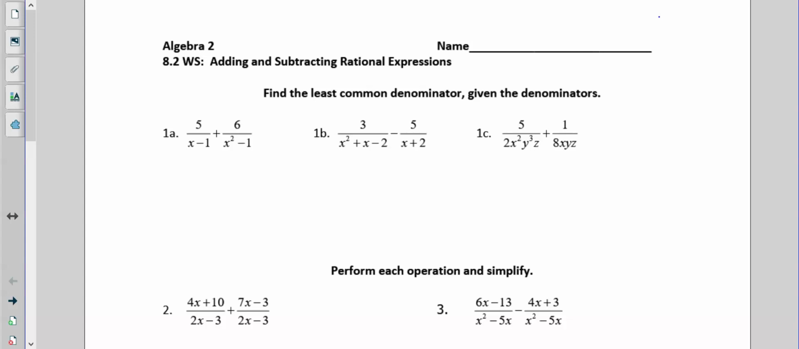All right, 8.2 is adding and subtracting. Just like going back to regular fractions, 1/2 plus 2/3, you can't add those until you find a common denominator, which would be 6. So what we need to do is find a common denominator, which in this case, on number 1a, means we first have to factor this into x plus 1, x minus 1.